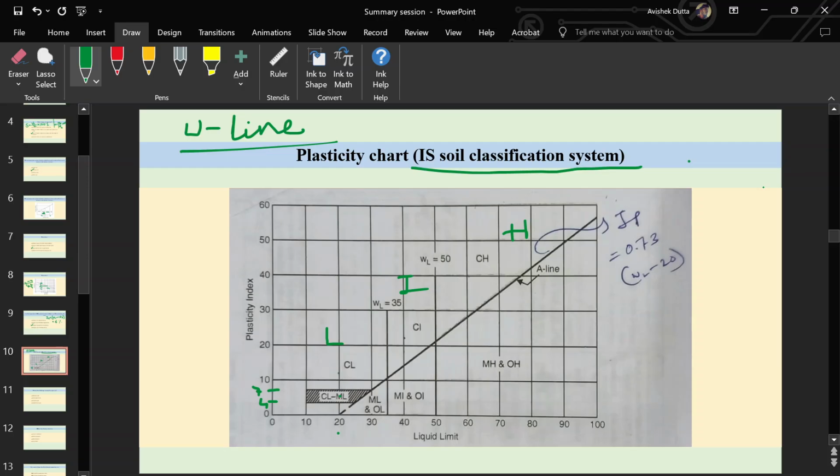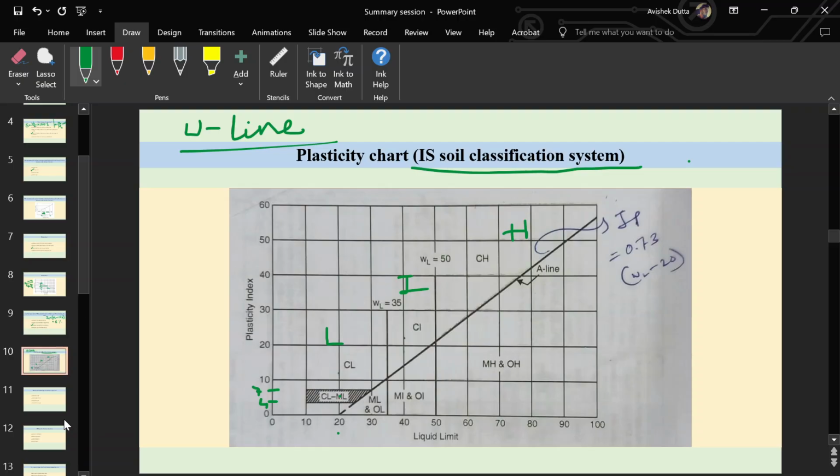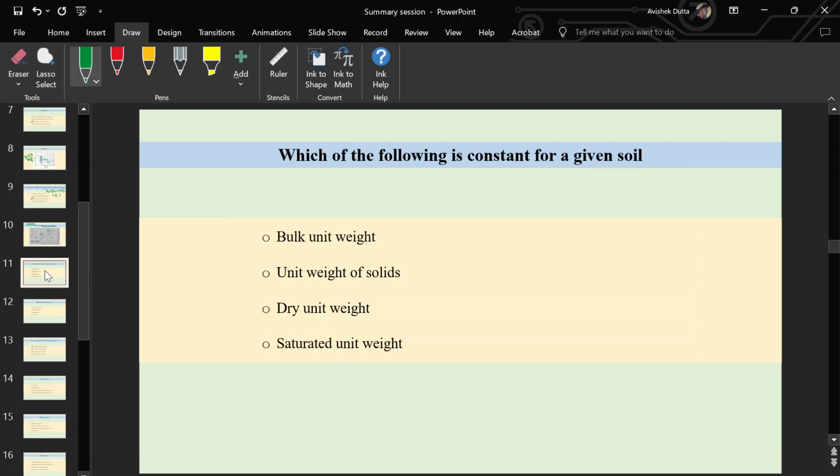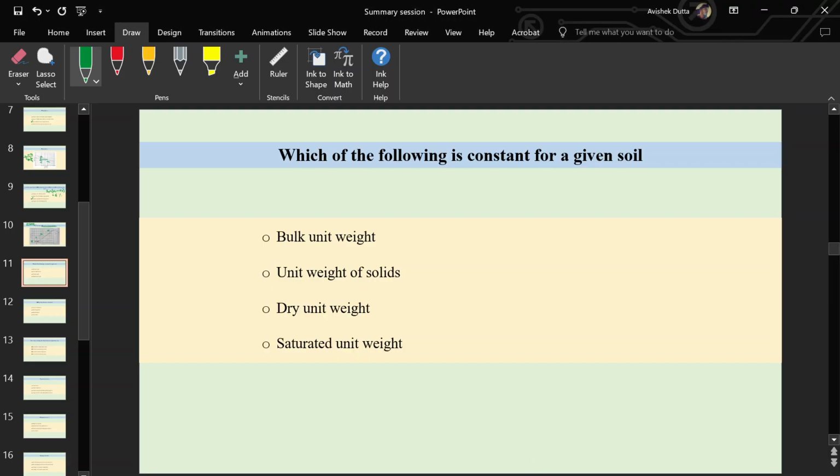So the answer to this question is the soil is inorganic clays and silts of low plasticity. Okay. Next question. Let's see what the question is. Which of the following is constant for a given soil? I want Dheeraj to answer this question. If you are still there, please try to answer this question. Which of these properties is constant for a given soil?